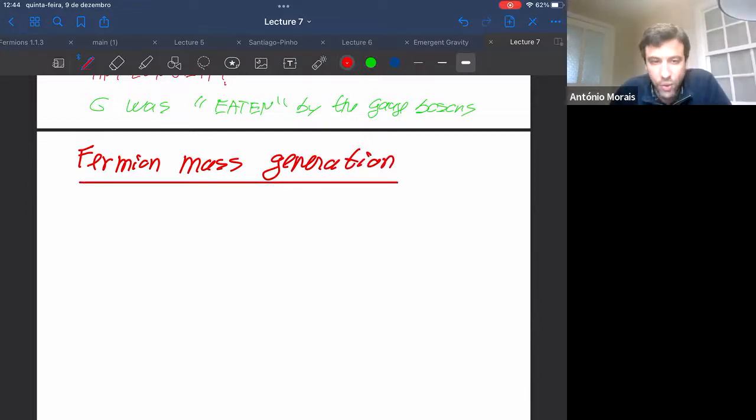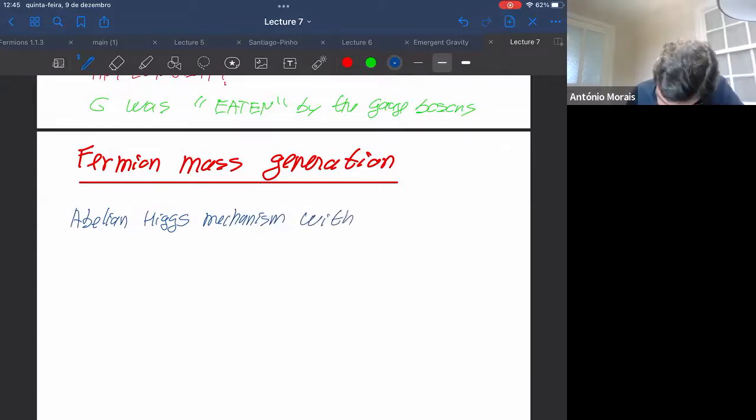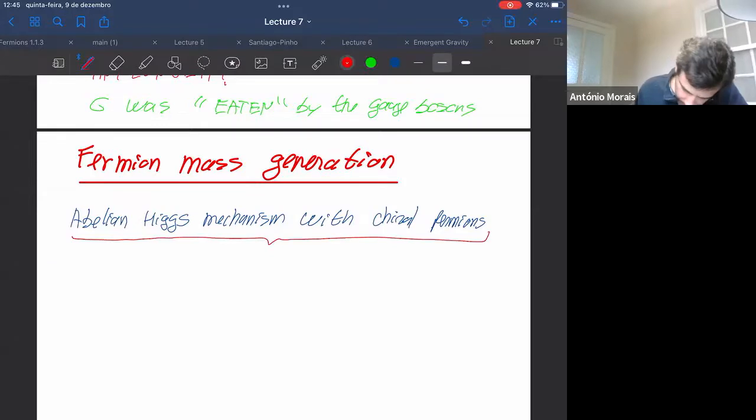Here we will need to complete the Abelian Higgs mechanism. We are doing this in the context of the Abelian Higgs mechanism with fermions, with chiral fermions. I typically call this the Abelian Standard Model.